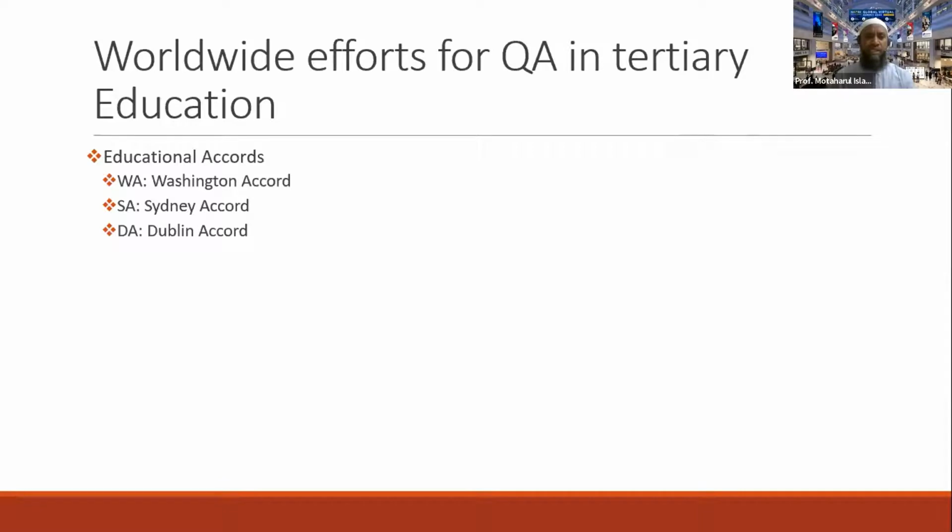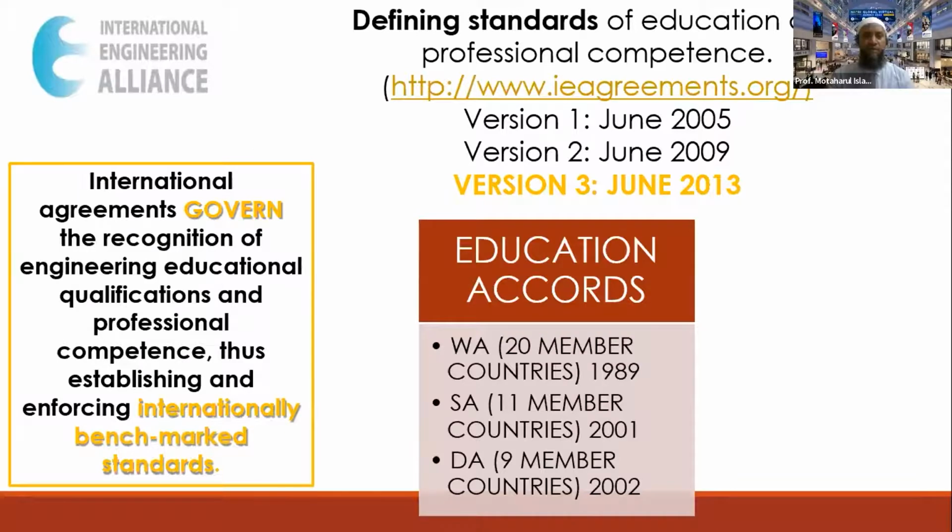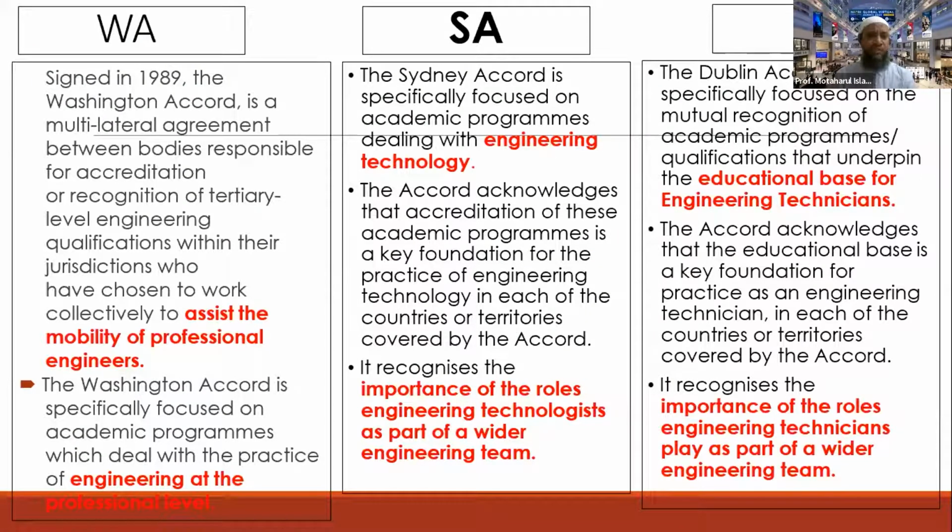Okay, so you see, for this concern, worldwide there are a lot of efforts for quality assurance in university level education. So we have different accords, and all of these accords are to ensure the quality of the graduates. We see the Washington Accord, the Sydney Accord, and the Dublin Accord, three different accords that address three different perspectives for engineering graduates, technologists, and technicians. For these accords, there are different countries that are signatories.